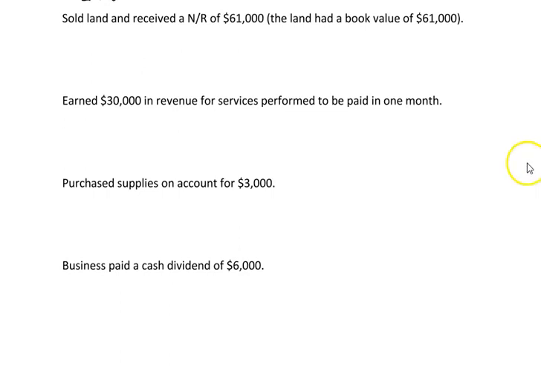Our last few here. Notice the next one: we sold land and received a note receivable of 61,000. You notice in parentheses it says the land had a book value of 61. I put it that way just so there are no gains or losses on the transactions. We'll get into gains and losses later when we get to our fixed asset chapters and start selling fixed assets. Once again, what is the effect on the accounting equation?